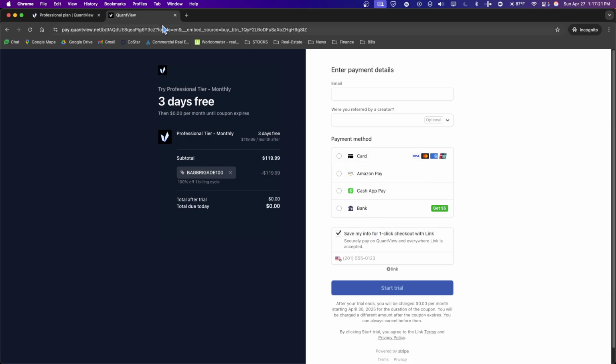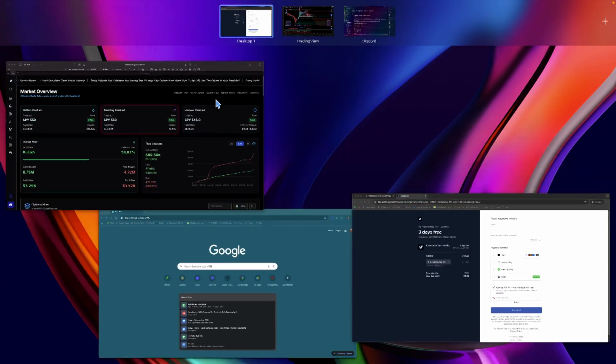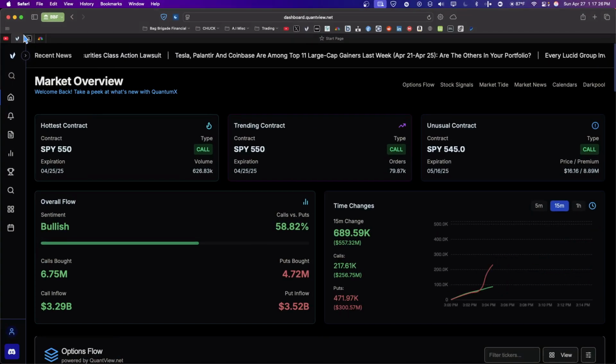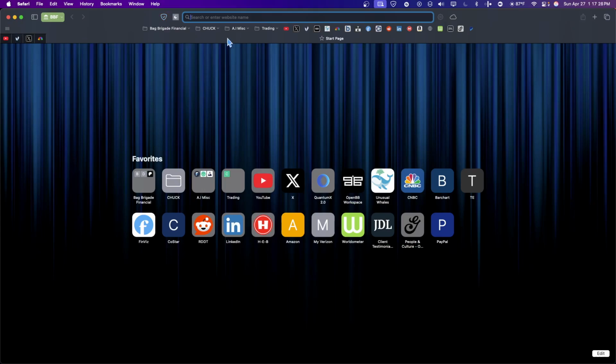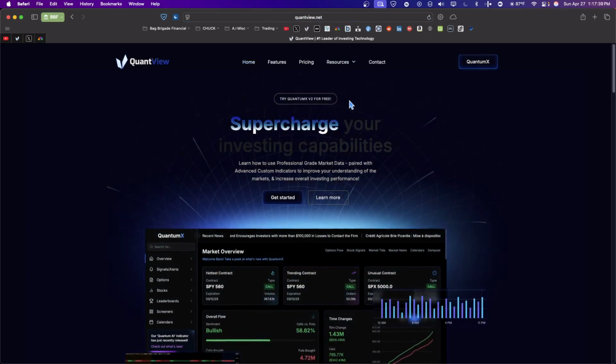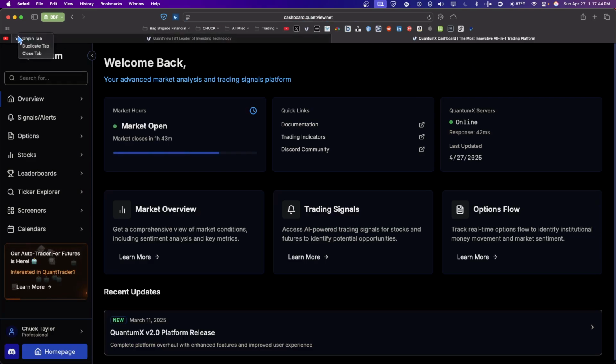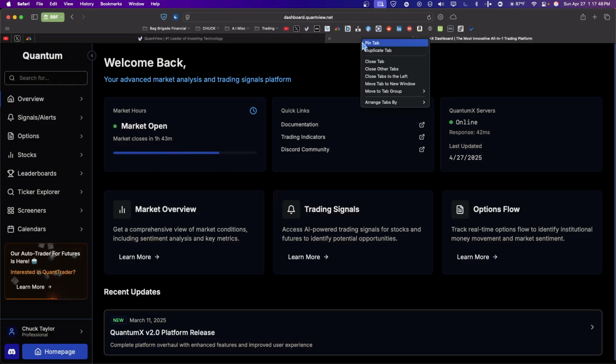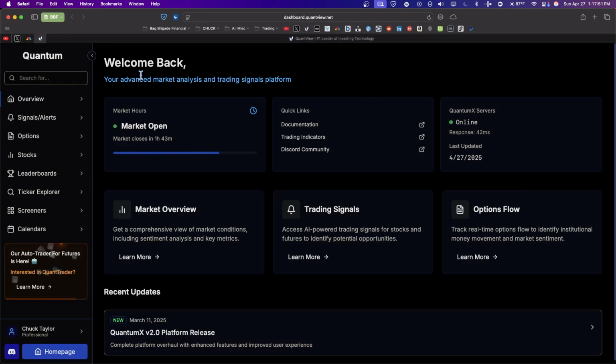So what's going to happen next? Well, you're going to go to the quantum homepage, right? Now, since I already am in this, I'm going to unpin this one and repin this one. So this is what your dashboard will look like, right?